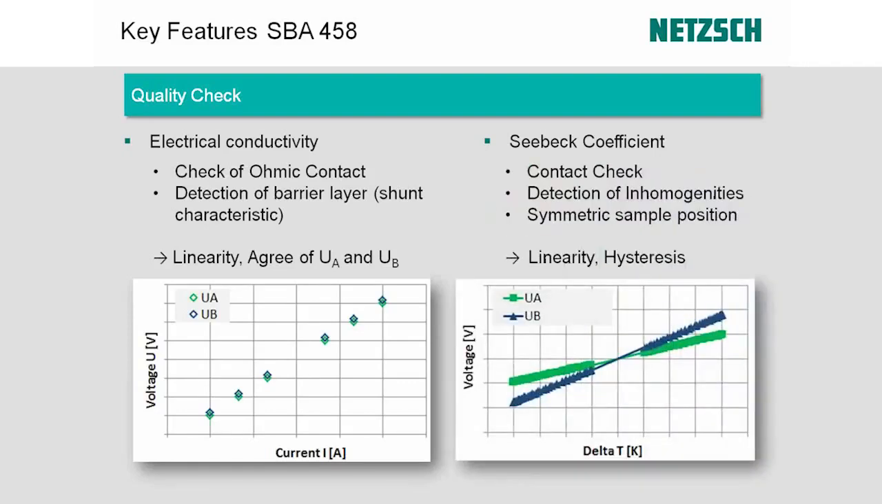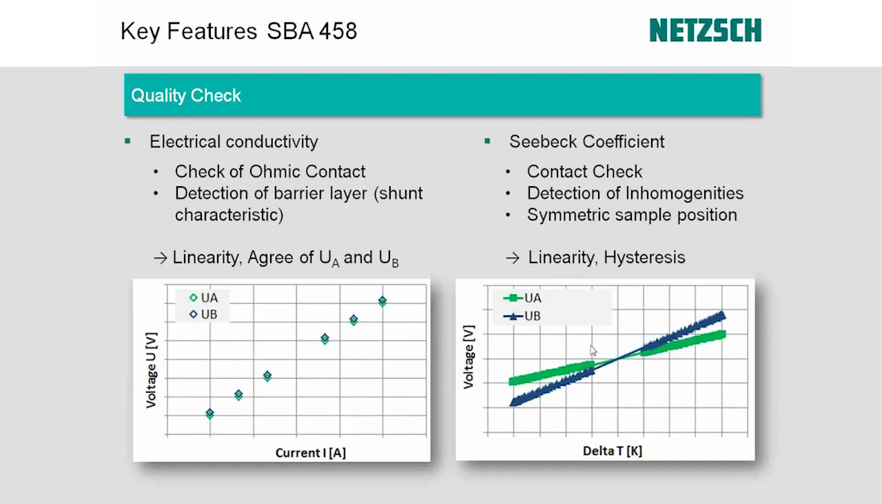And so here we're looking for, again, a check of the contact for detection of any inhomogeneities, and that we have a symmetric sample position. So if there are problems with our measurement, it'll show up as nonlinearity in these curves and hysteresis.